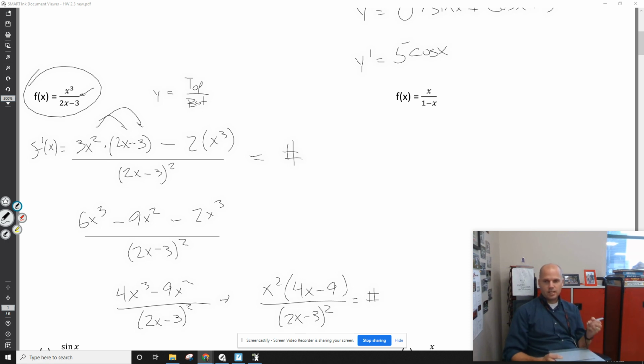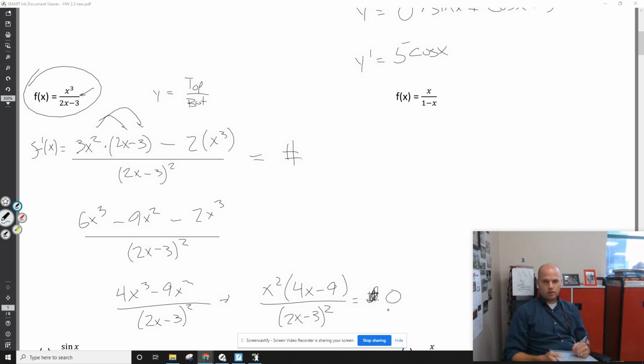Will you be expected to do this? Well, depending on the situation. If I ask you, hey, what's the slope of this at 1? Well, no need to simplify. You could just plug in 1. But if I ask you, when will this slope equal 0? Well, then you should probably set this factored form equal to 0.